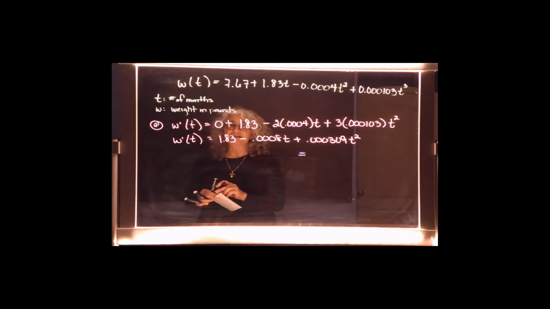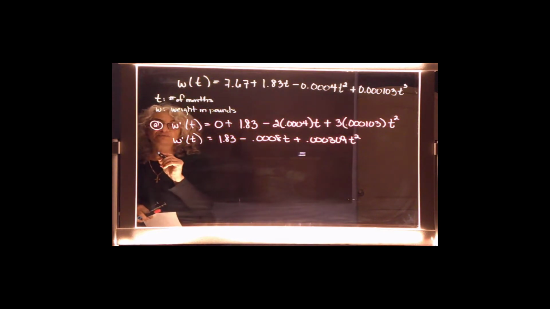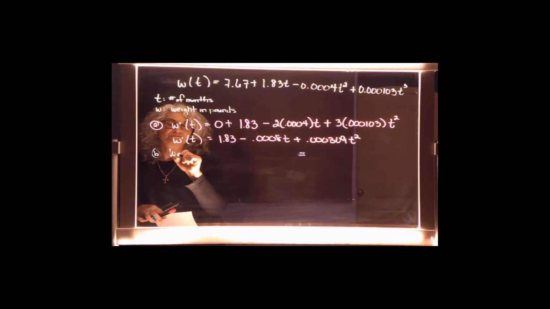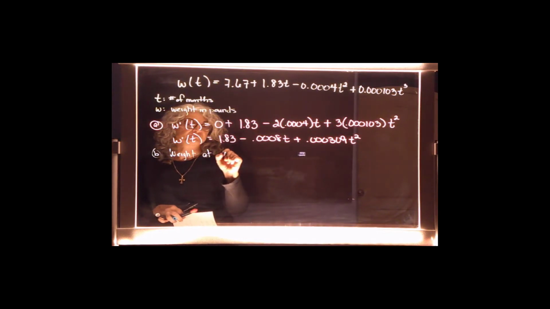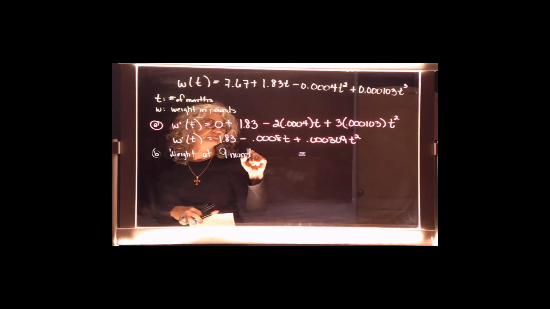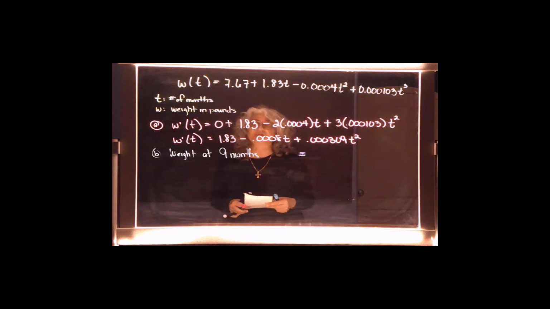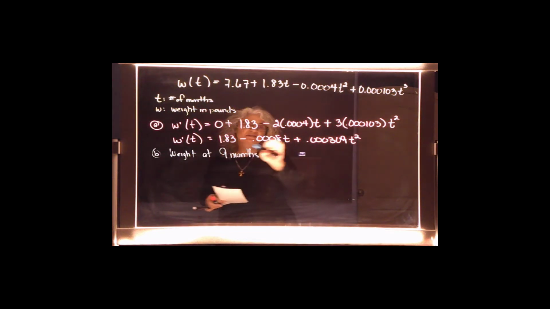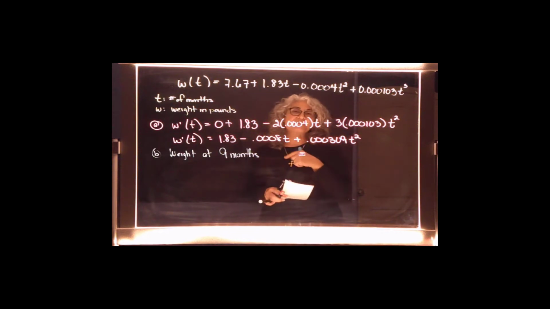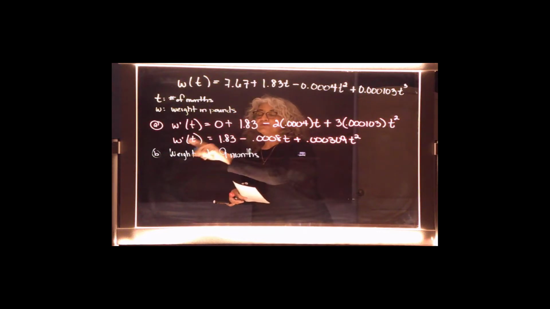Now, part B is asking us to find the weight of the boy at 9 months old. Now, here's the question. I technically have 2 equations to work with. I have the original one, and then I have this one that we found in part A. When they're asking us to find the weight, which one do we use? The original one or the derivative?